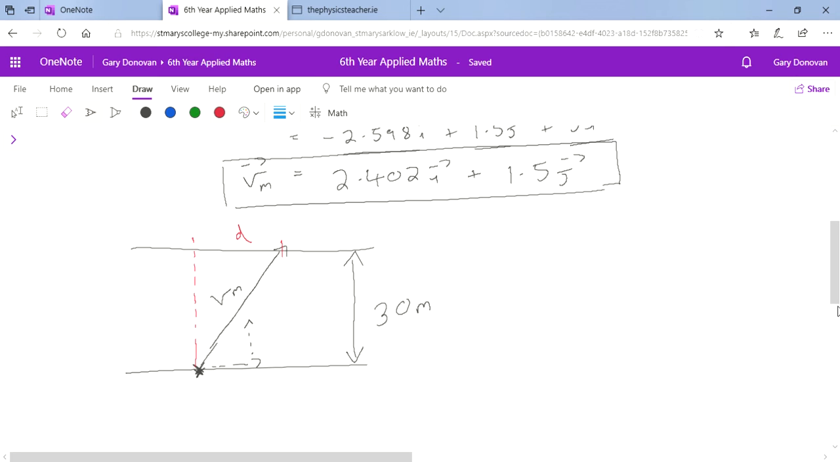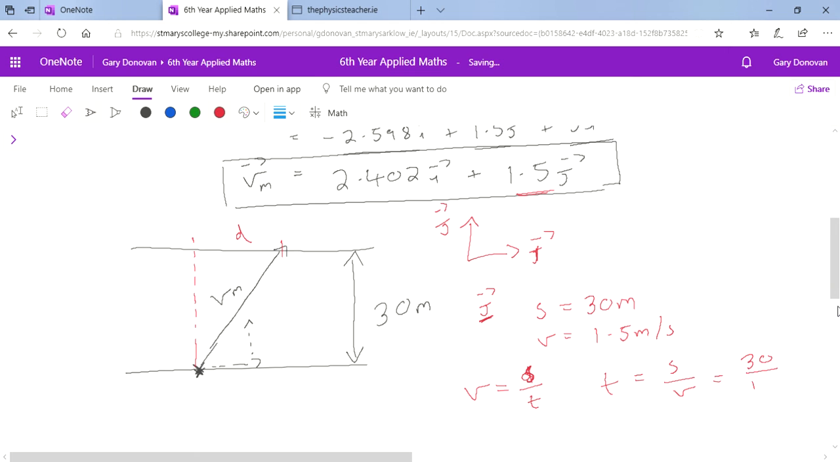So remember, you just pick the velocities and the distance in one direction only. So let's say this is the i direction, call this the j direction. If we look at the j direction, what information do we have? Well, we have the distance in the j direction is 30 meters. And we also have the velocity in the j direction, which is 1.5 meters per second. So because both of these are in the j direction, we can use them to figure out time. Velocity is displacement over time. So time is displacement over velocity. So 30 divided by 1.5, which equals 20 seconds.